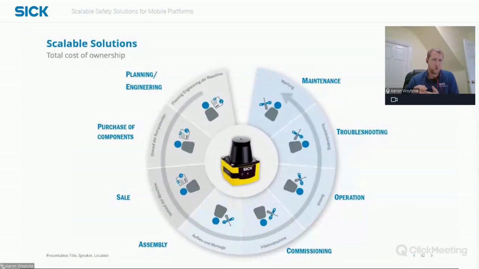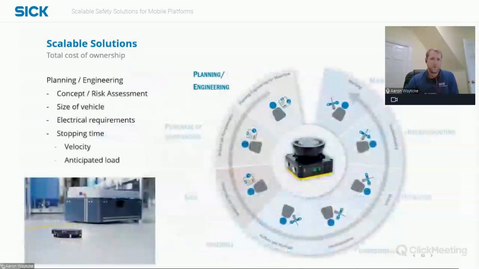Finally, we're going to shift to the total cost of ownership. To do this, we have to consider the entire life cycle of the machine. This will include everything from planning and engineering to the OEM selling the machine to the end user doing troubleshooting and maintenance on a mobile platform itself. So I like this graphic because it breaks down that machine life cycle pretty effectively. So if we start with the planning and engineering of the machine, this is where the bulk of the risk assessment and safety concept that Chris talked about comes into play.